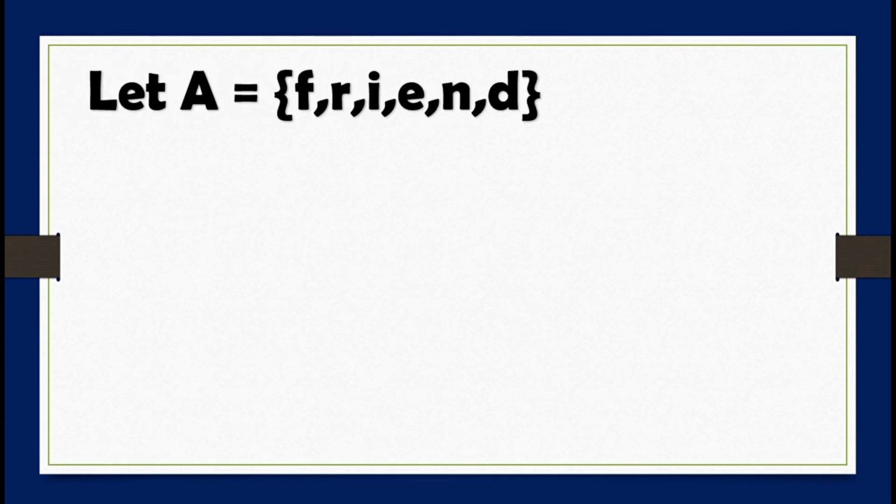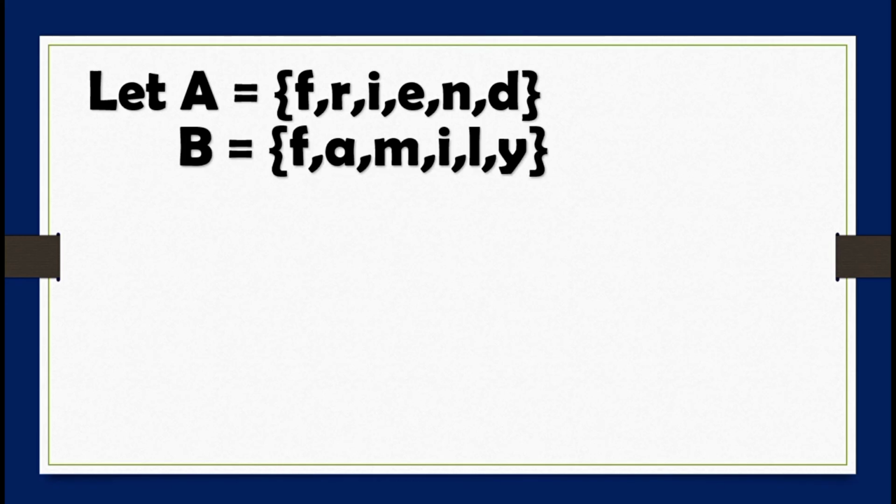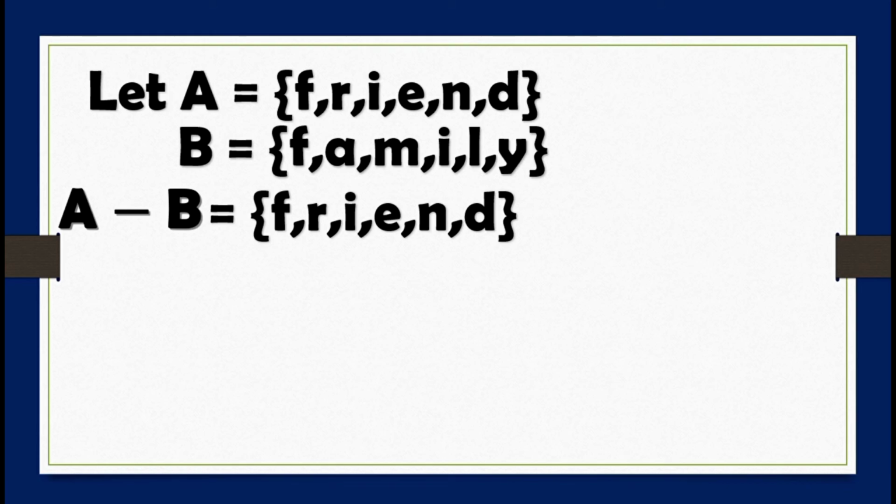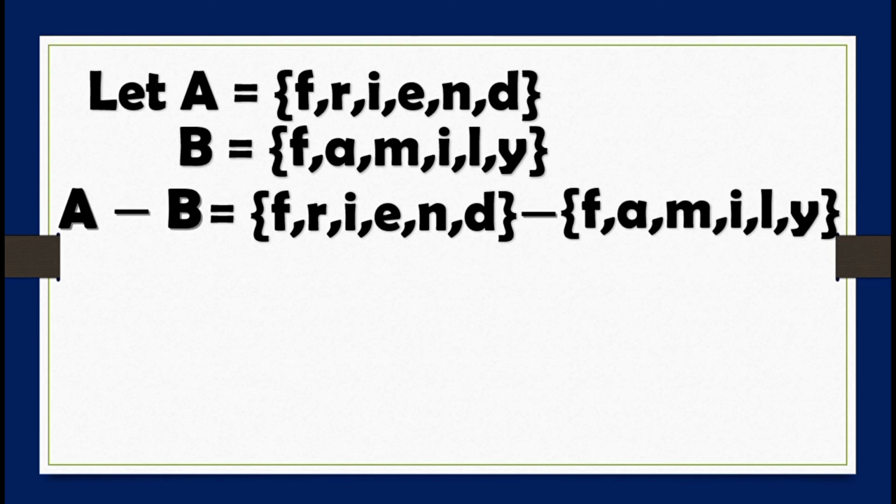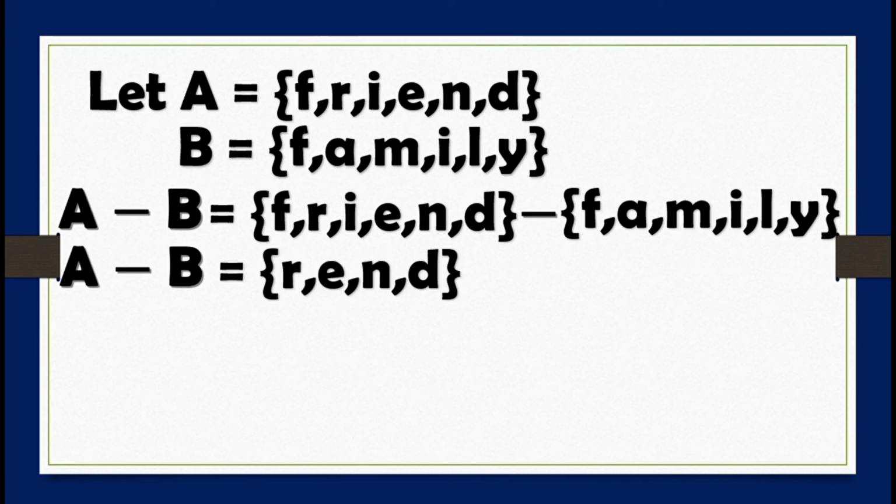Example. Let set A consist of F, R, I, E, and D. Set B consists of F, A, M, I, L, Y. For us to get A − B, we will write first the elements of set A, followed by the minus sign, and the elements of B. To determine the answer for A − B, all we need to do is to look at the elements of set A: F, R, I, E, and D. And let us see the common elements that can also be found in set B. Here, F and I are elements that can be found as well in set B. So all we need to do is to omit F and I. Therefore, A − B has elements R, E, and D.